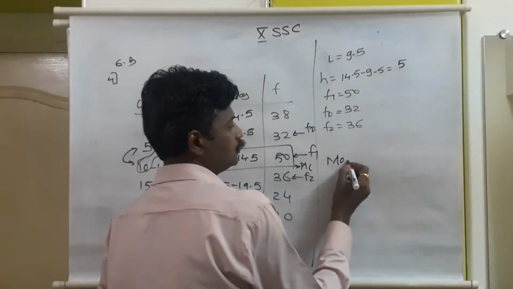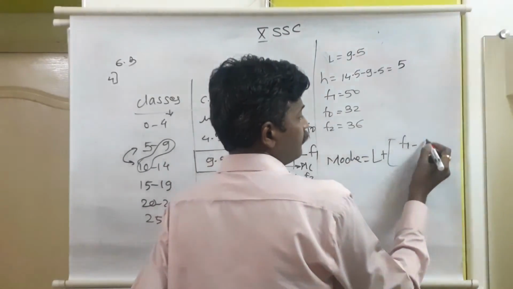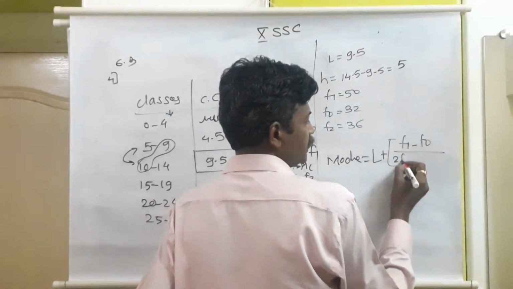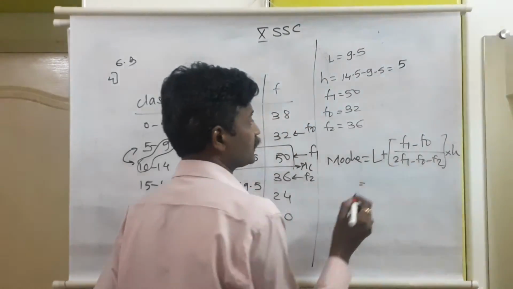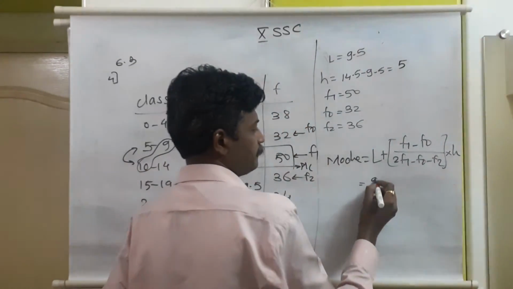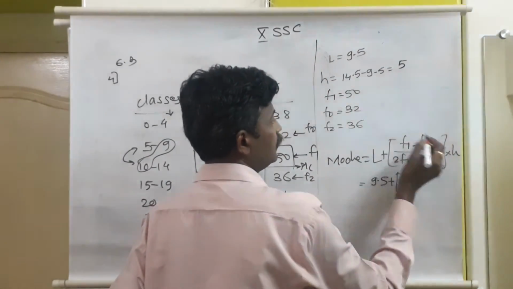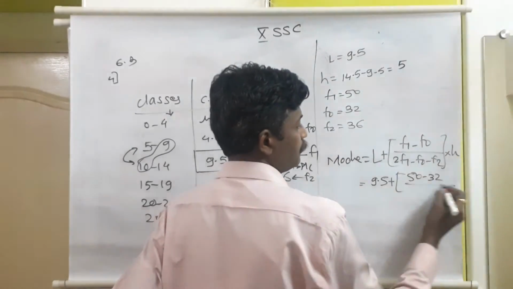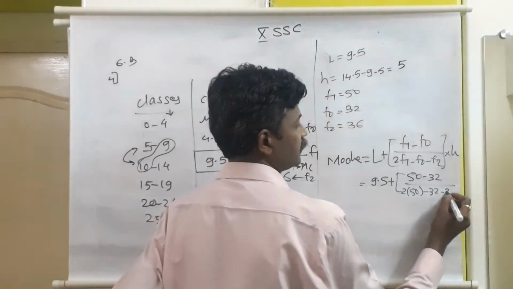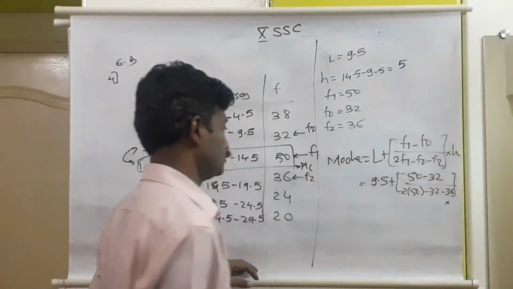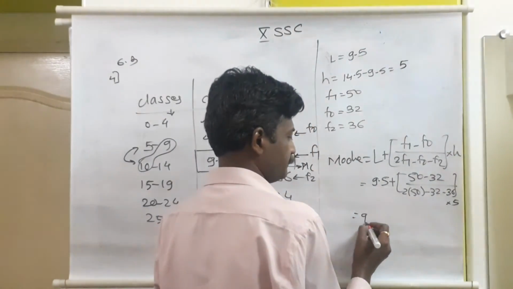So mode is equal to L plus, in brackets, f1 minus f0 upon twice of f1 minus f0 minus f2, bracket complete, into h. The value of L is 9.5 plus f1 minus f0. f1 is 50, f0 is 32, upon twice of 50 minus 32 minus f2, which is 36, bracket complete, into the value of h, which is 5. Let us simplify it.